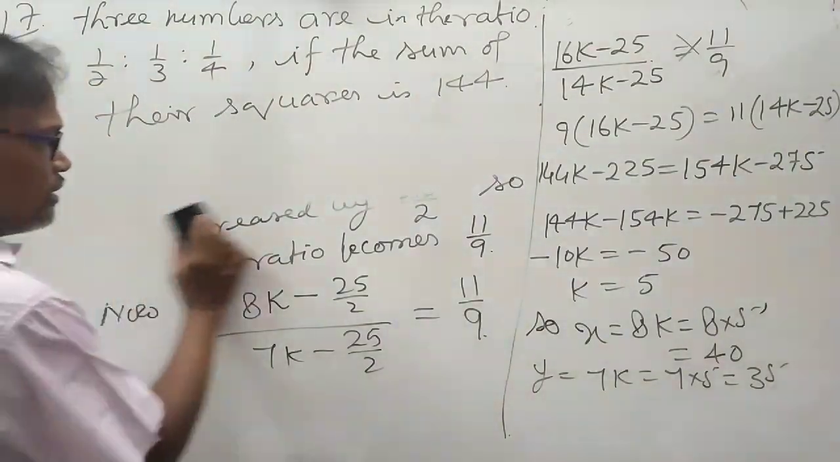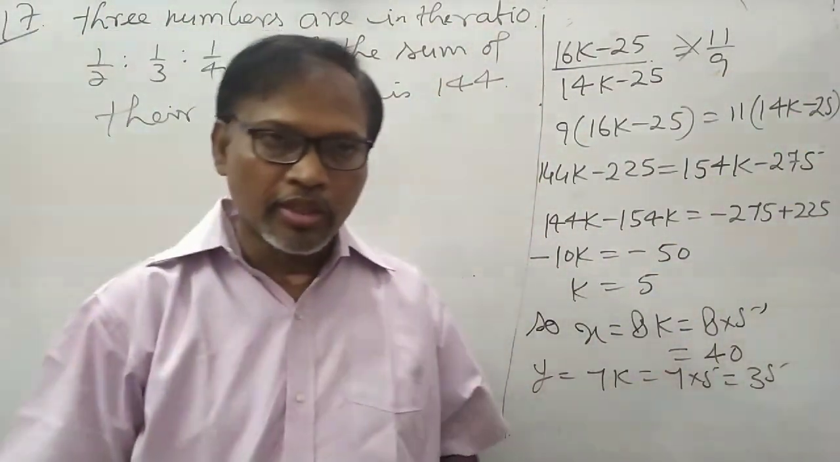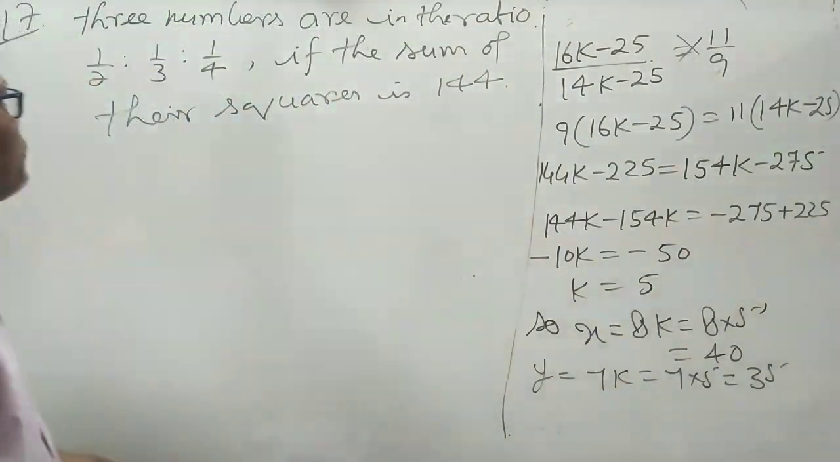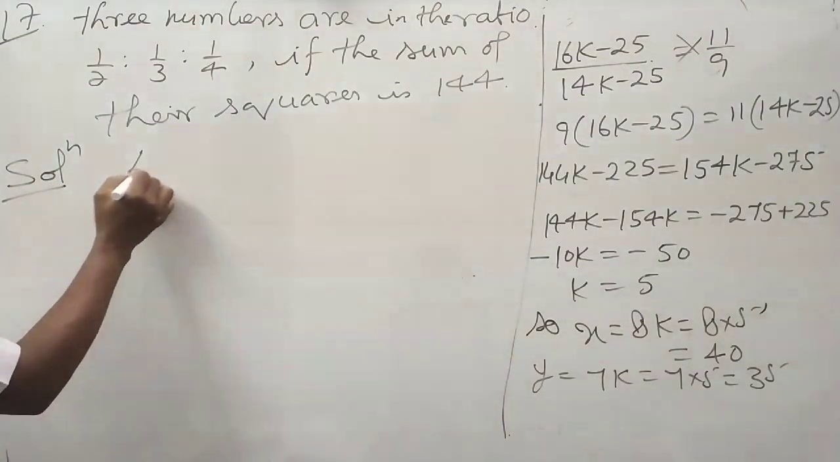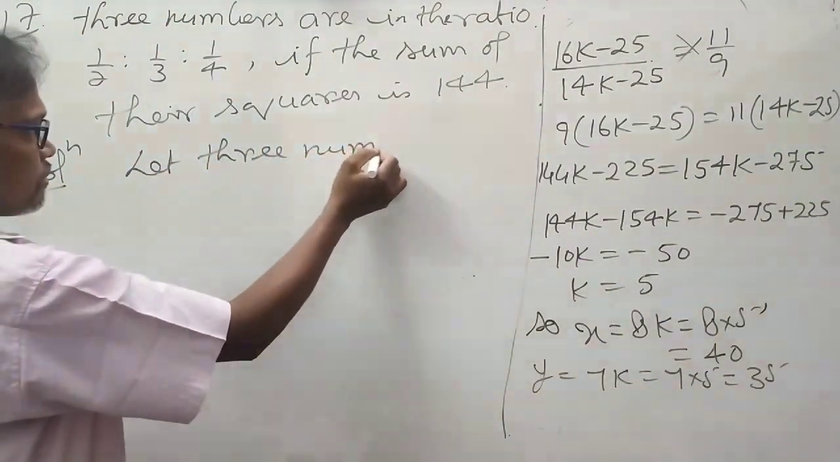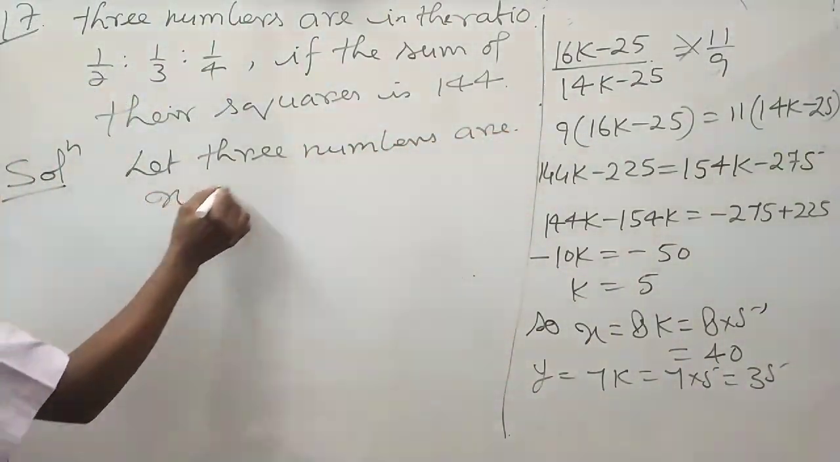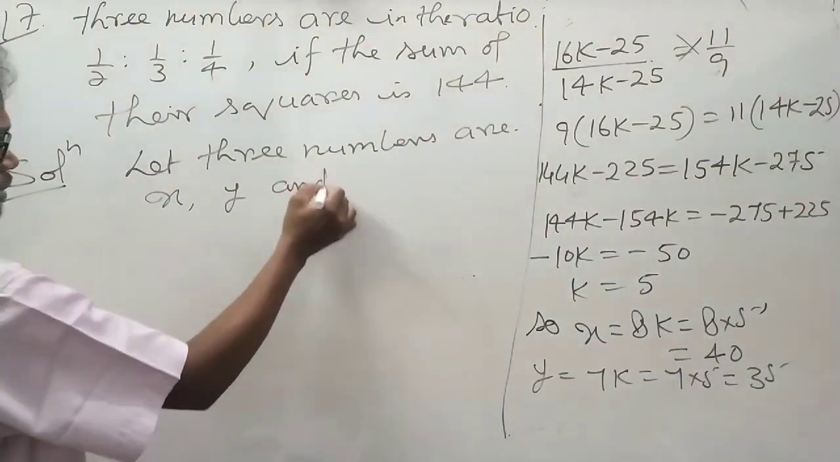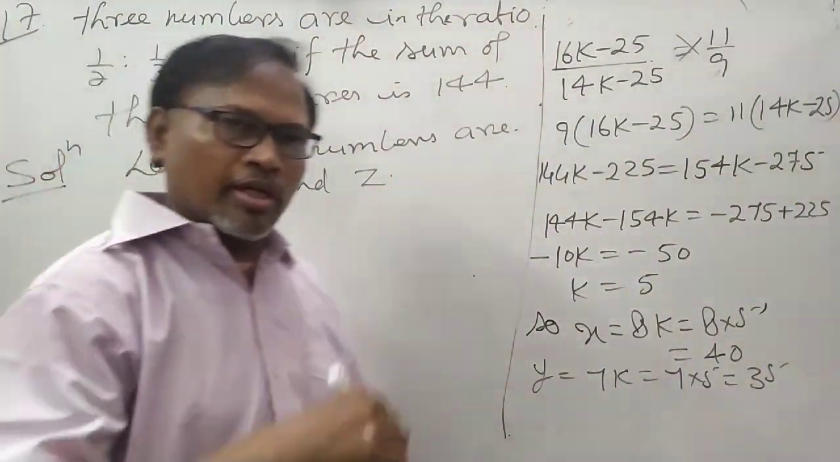You have to find the numbers. How to find the numbers? The three numbers are in this ratio. First of all, let the three numbers be x, y and z. Clear?